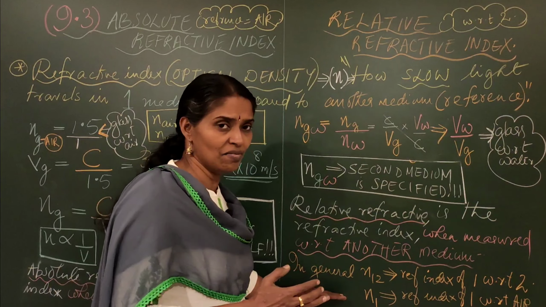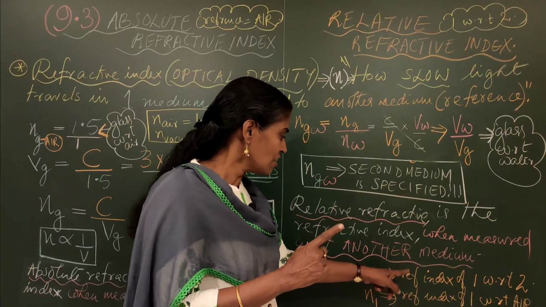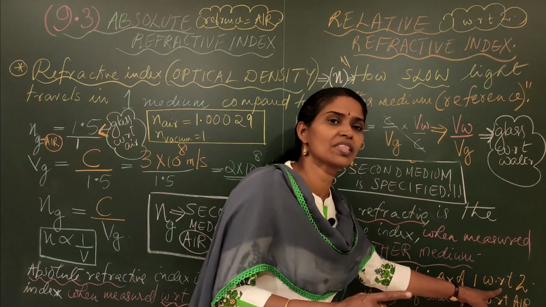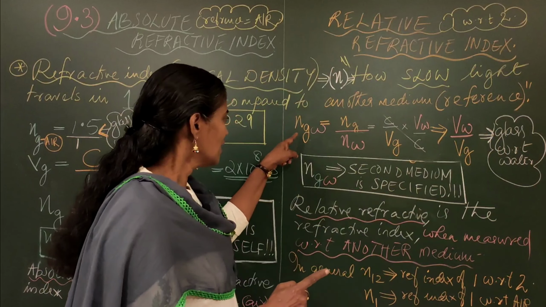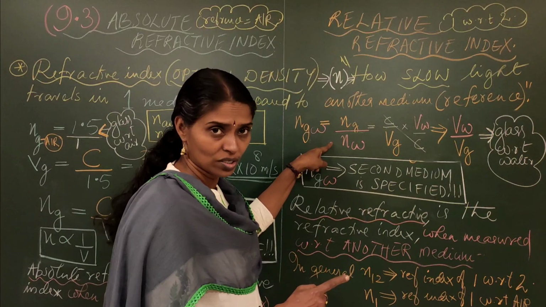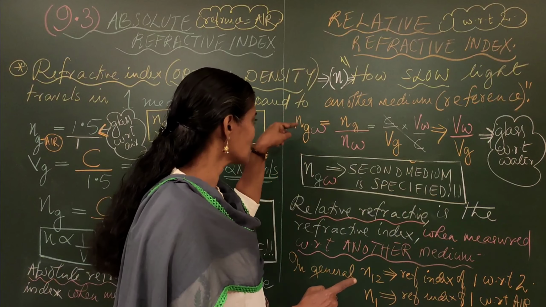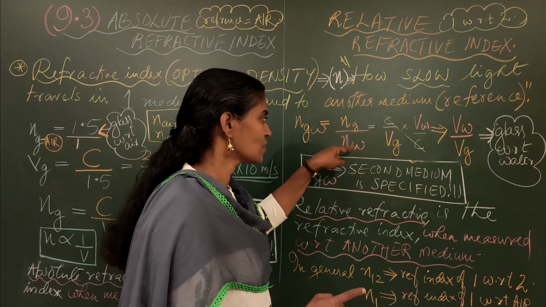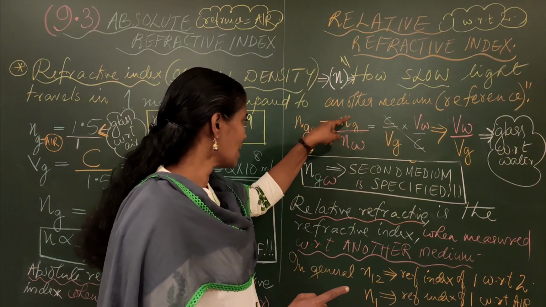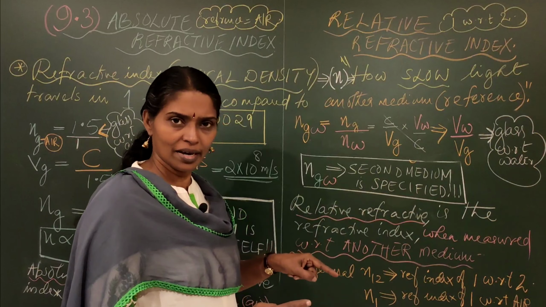So in general we will say if it is N12, it means refractive index of 1 with respect to 2. Refractive index of glass with respect to water, that is N1 by N2. That is N12. Clear?